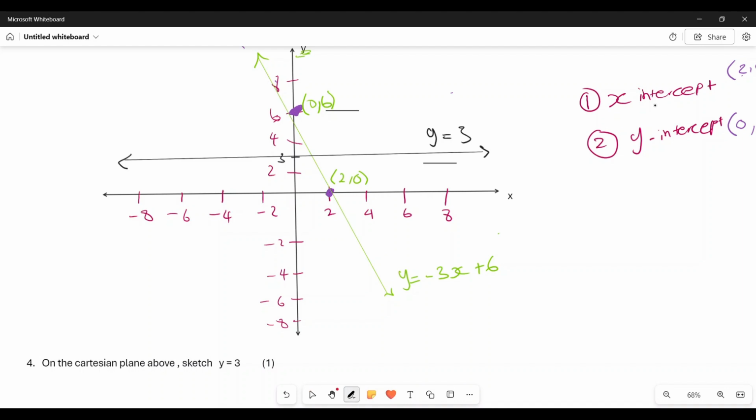What if they ask you to sketch the graph x equals -4? You would do the same thing. You would plot your -4. So this is my -4, and I would draw my line that would pass through that -4 like that.